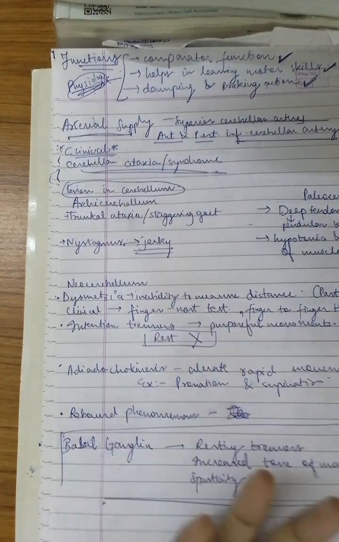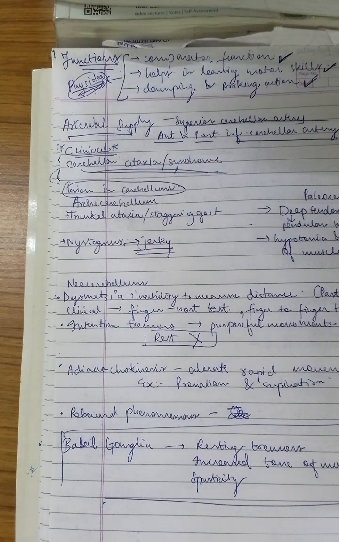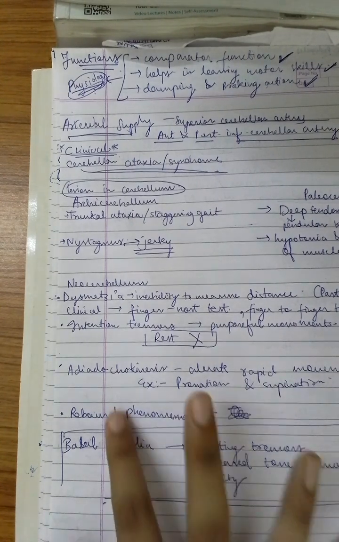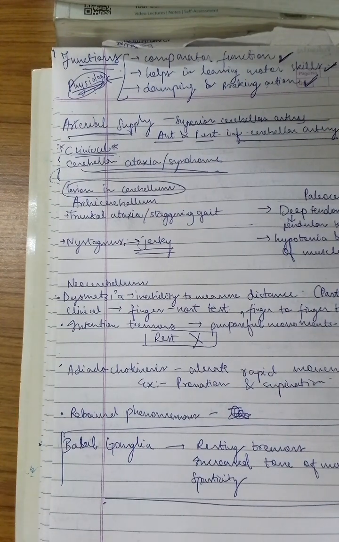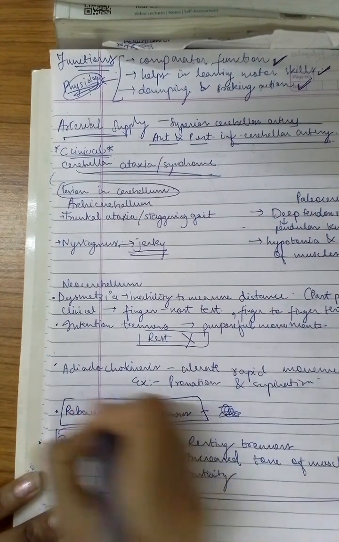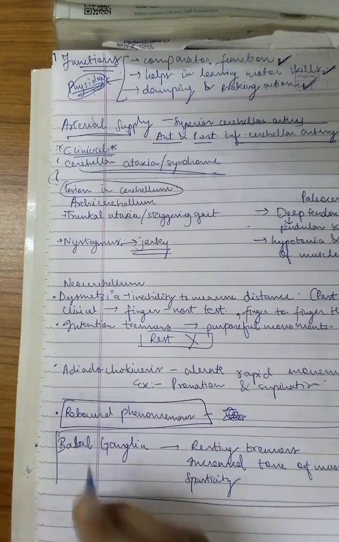Then the rebound phenomenon, which I told you about. Subconsciously we stop our hand when the doctor removes his hand while we are flexing. That is the function of the cerebellum, but it is lost during cerebellar ataxia. Hence that phenomenon is called the rebound phenomenon, which is seen in patients.